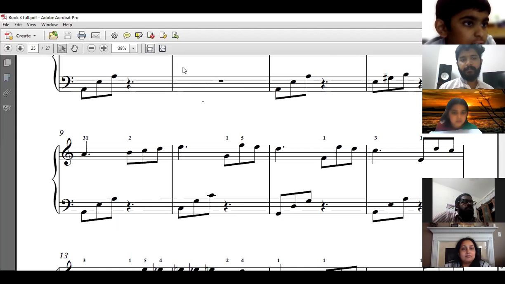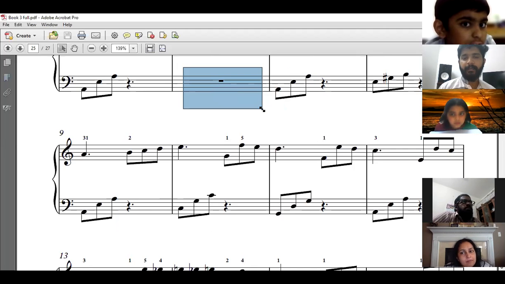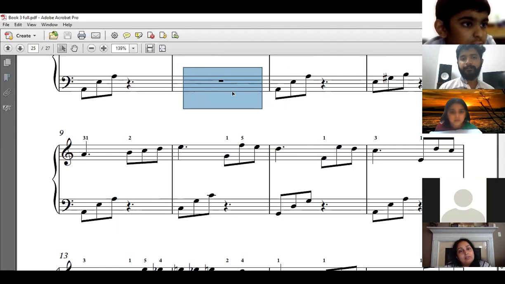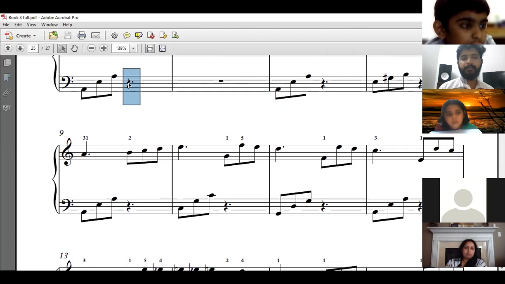Yeah, this one means there is no left hand. These are rest symbols. If you remember the second slide that we have learned earlier, you remember the rest symbol, right? This means there is nothing in the left hand here. It means you don't have to play anything in the left hand, the bass clef.